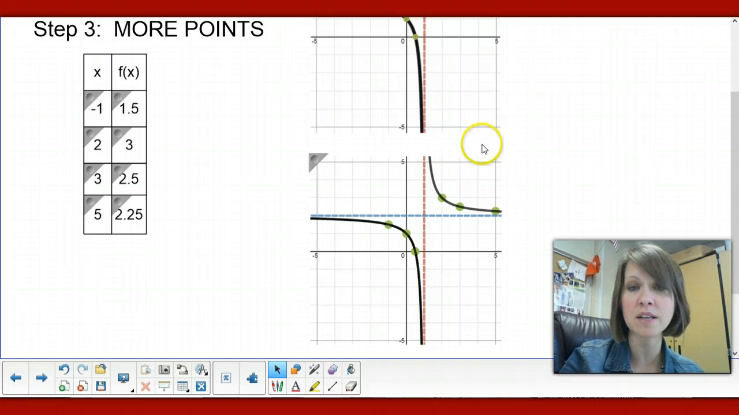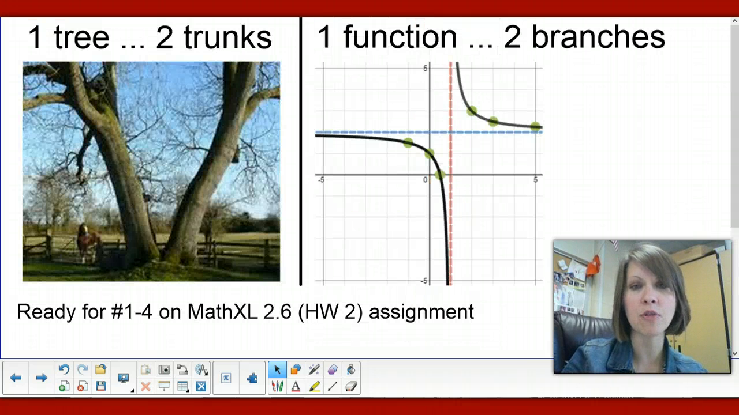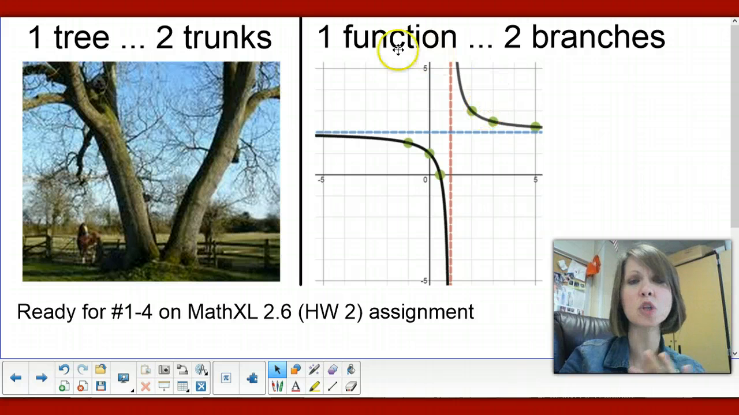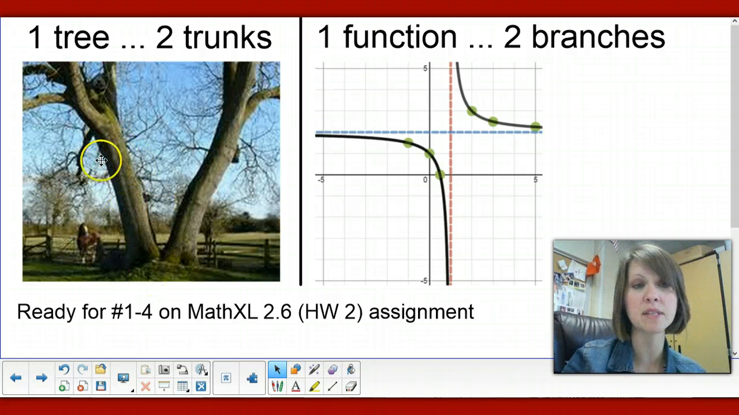Notice over here, the asymptotes again are guiding and forcing the direction of the curve. One quick thing about this graph. This will look to you like it's 2 separate graphs. It really isn't. Just like this tree is one tree that happens to have 2 trunks, this is actually one graph, one function that has 2 branches. But it's just one function.